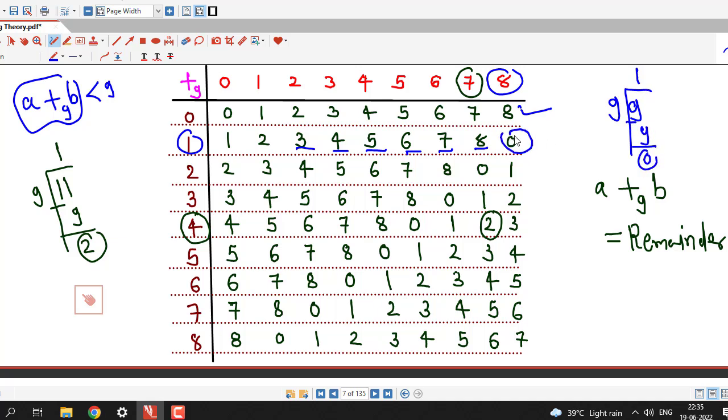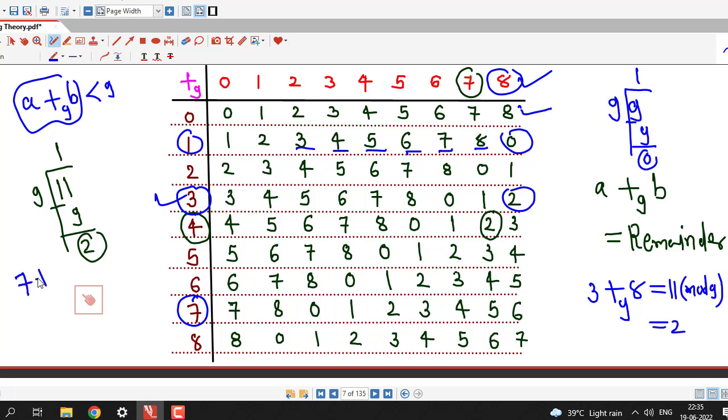and we find that the remainder is 0. Similarly, if we are interested in 3 plus 8, we have 3 plus 8 equal to 11. So we have to find the remainder when 11 is divided by 9, and the answer is 2. Suppose we are interested in 7 plus 8.